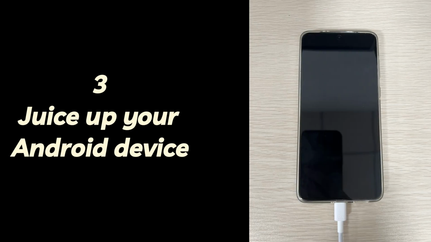3. Juice up your Android device. Plug your Android phone into a power source using its official charging cable and charger. It's advised to fully charge the battery to 100%. Getting enough power helps fix Android phone restarting by itself constantly due to the draining battery.